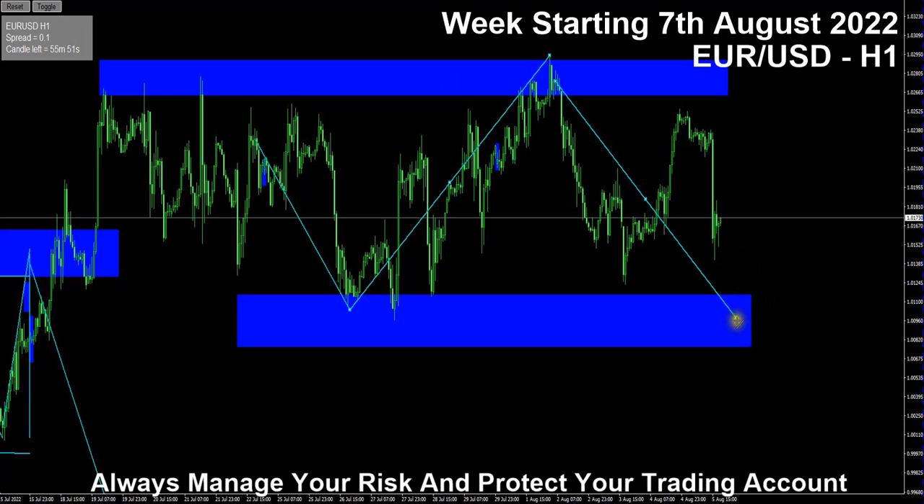If we're able to buy from this area, then of course we want it to go as high as possible and catch as many pips as we possibly can. So don't forget that once you're in a certain amount of profit, to set your stop loss to break even and obviously protect your trading account at all costs. So that's what we can expect for next week when it comes to price action.